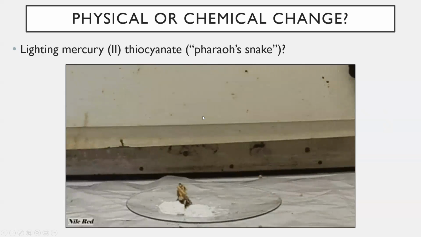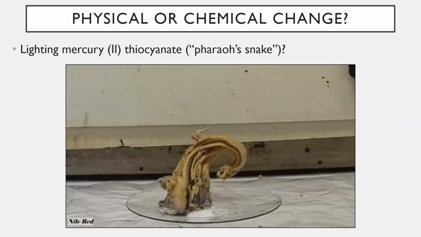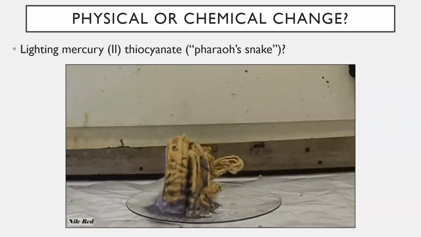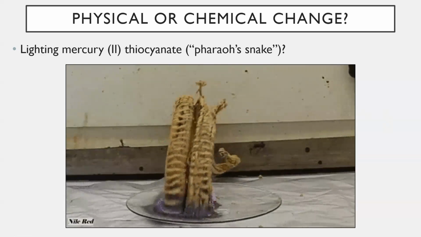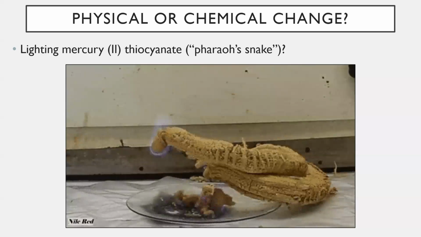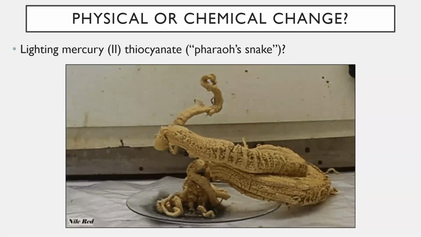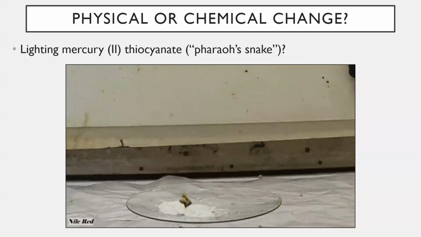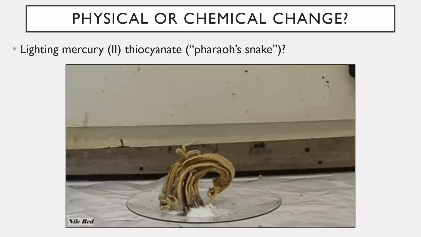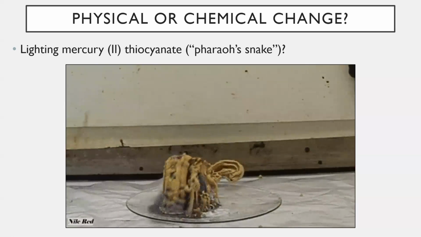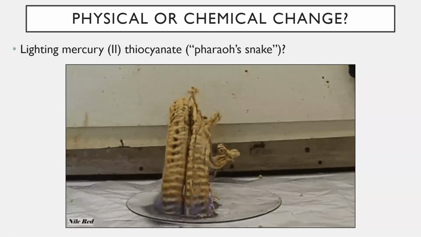All right, this one's really neat. Is this a physical or a chemical change? Lighting mercury(II) thiocyanate, also known as Pharaoh's snake. And it just keeps on going. So what do you think? If we're lighting that with a little bit of fire and then it performs this crazy stunt right here, is that a physical change or a chemical change?